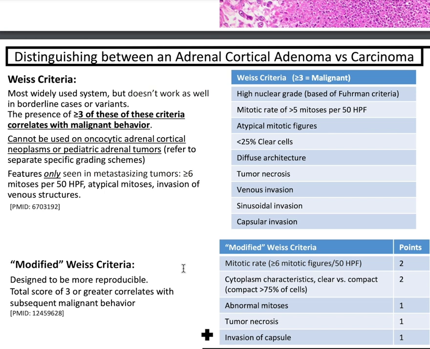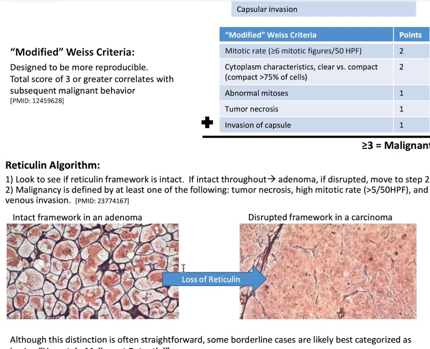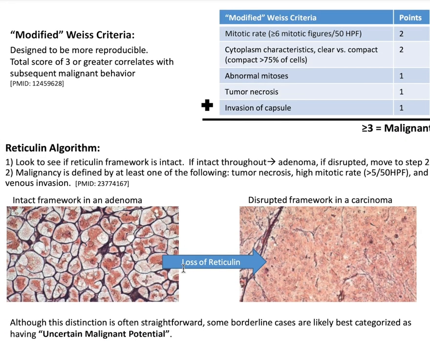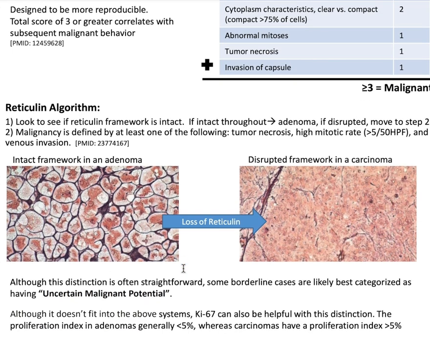You can also use the modified Weiss criteria, where a total score of 3 or greater correlates with malignant behavior. The reticulin algorithm can also help determine if it's an adenoma or carcinoma, where in a carcinoma, it'll have a disrupted framework. Borderline cases are likely best categorized as having uncertain malignant potential.